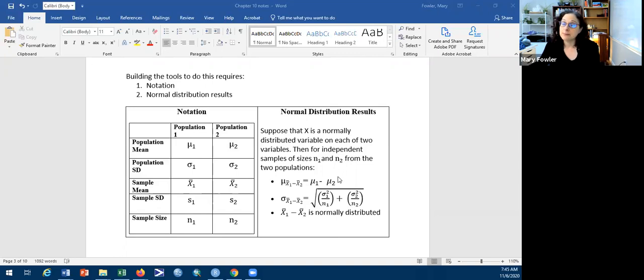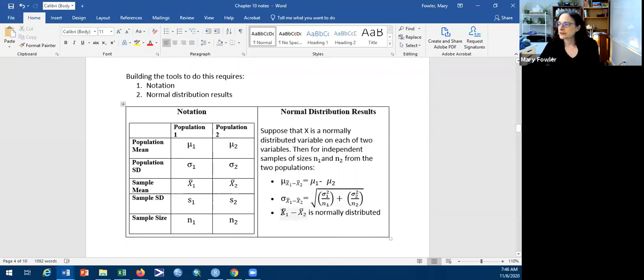The mean of the distribution of x1 bar minus x2 bar is mu1 minus mu2. The standard deviation of the distribution of x1 bar minus x2 bar has this form: the square root of the sum of sigma 1 squared over n1 and sigma 2 squared over n2. I'll show you how to use these formulas. They seem a little weird, but we'll get comfortable with them. This is an area where my students do get a lot of success, so we'll go through the problems, and even though it feels like a lot of notation right now, we get used to it.